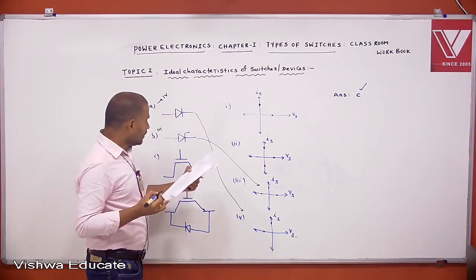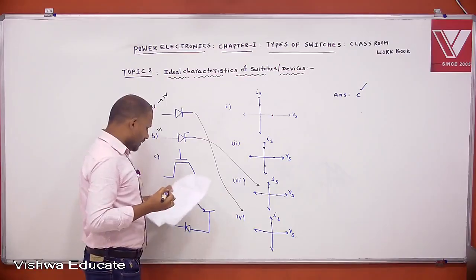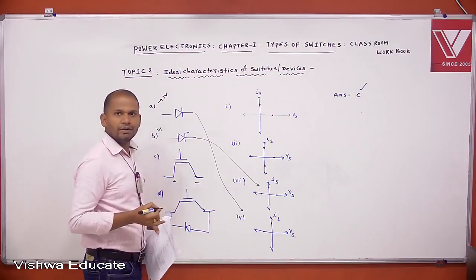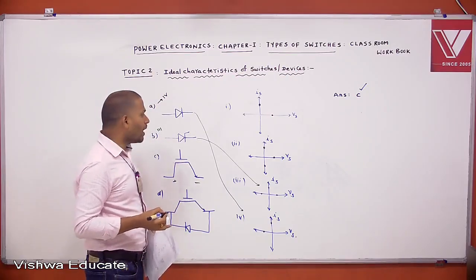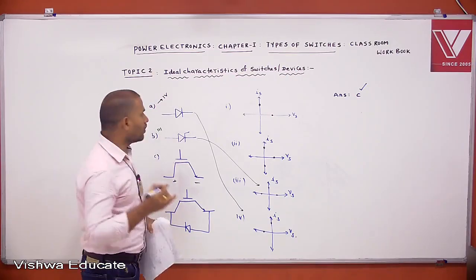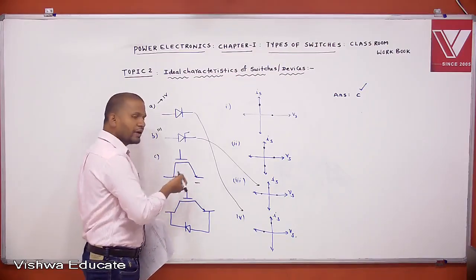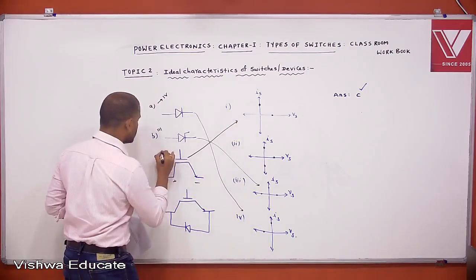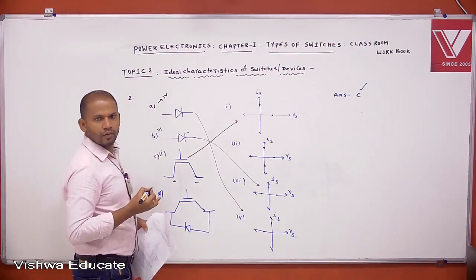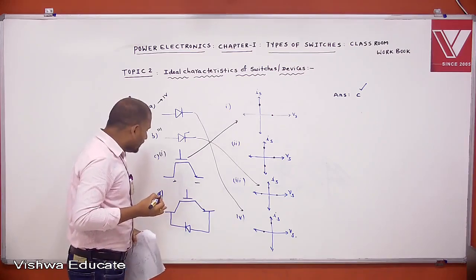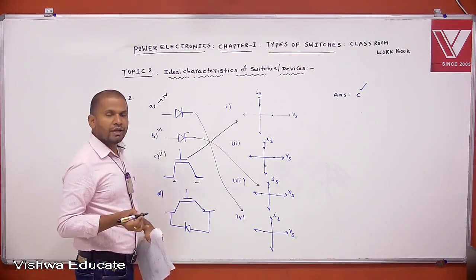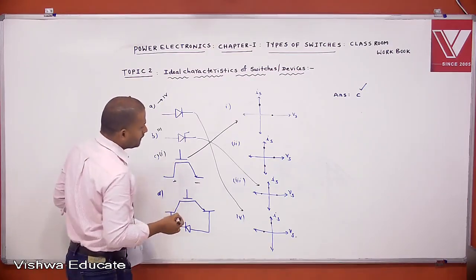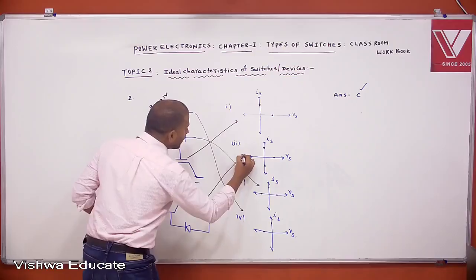Next, this is IGBT, given like this, plus minus. IGBT means it always operates in which quadrant? First quadrant. You don't have any series diode or anti-parallel diode. Then C is matching with 1. Then what is D? With anti-parallel diode means first quadrant and it allows in the reverse direction. Then D is matching with 2.